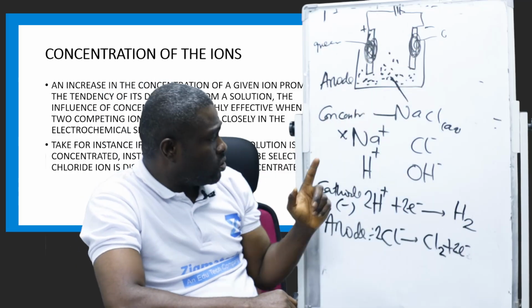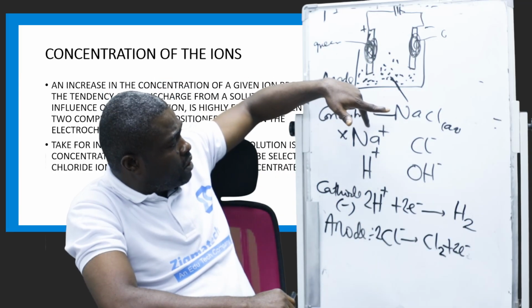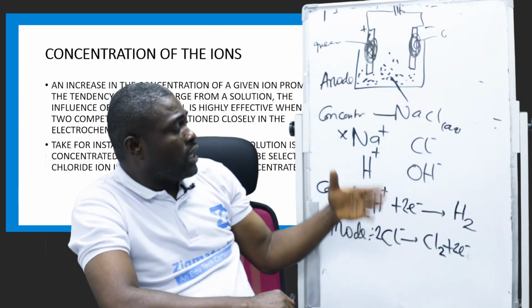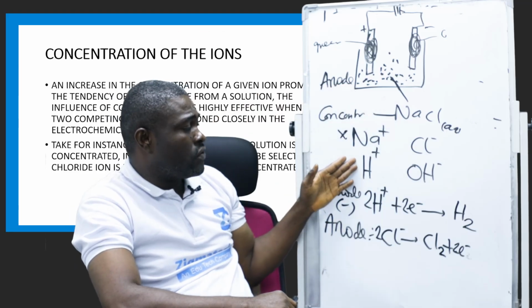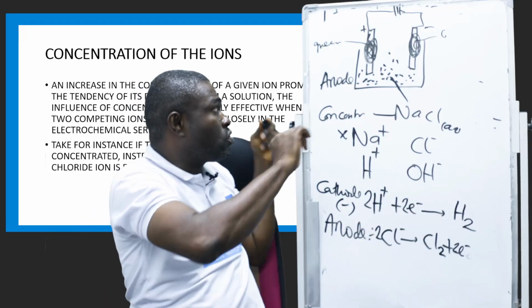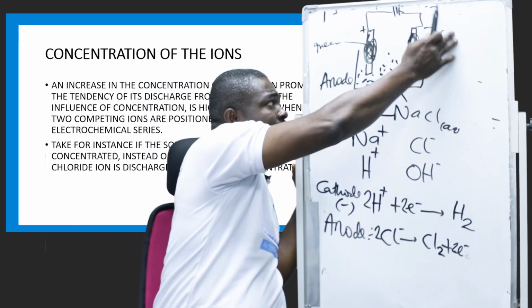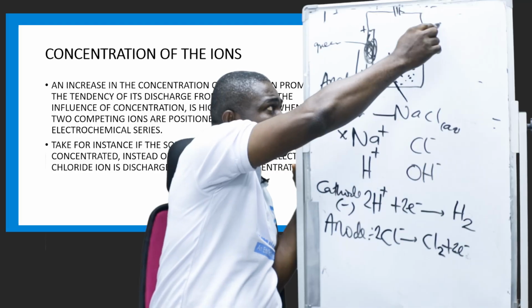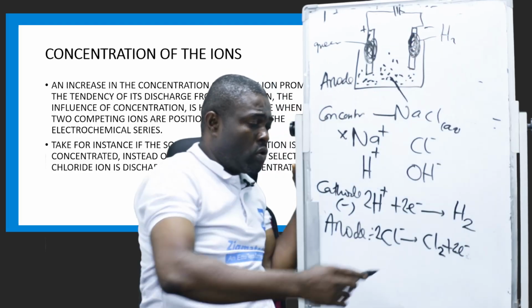At the cathode, between sodium and hydrogen, we said that hydrogen is less reactive. So finally, we'll get hydrogen gas at the cathode. So here is hydrogen gas, not oxygen gas. Here is hydrogen gas, which is also a colorless gas.